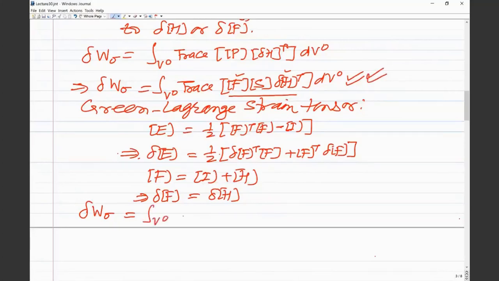So I can also write delta W sigma as integration over V naught of trace of, and then I take the transpose of this and this without transpose. S transpose is equal to S because it is symmetric. So we can write this as S into F transpose into delta H dV naught. And further, you can take the transpose of any pair and it gives you the same relationship.